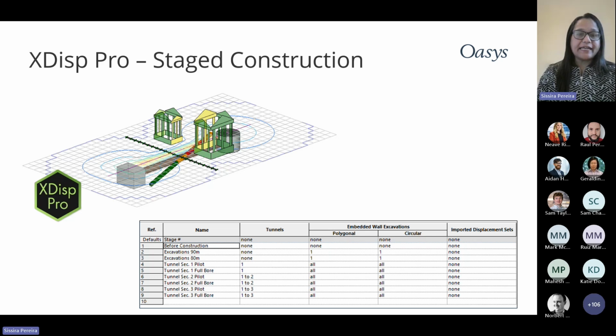In the image that I have put up here, you can see that there are 9 stages specified, and with XDisp Pro, you can look at the ground movements as well as how each of these stages affect the buildings and utilities nearby. You can then identify which stage is causing any critical limit failures and make necessary changes.